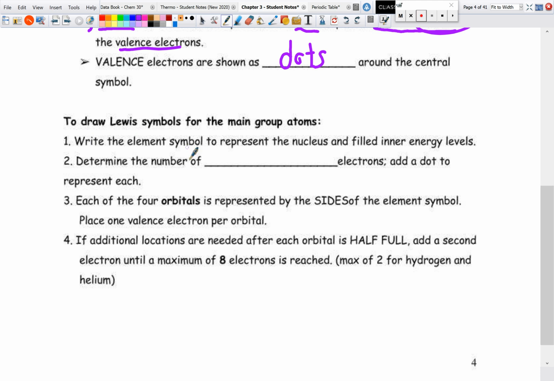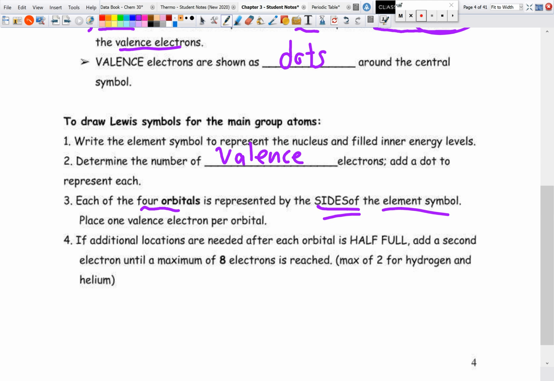First of all, write the element symbol to represent the nucleus and the filled energy levels. Basically, write the element symbol. Next, we determine the number of valence electrons. And once we figure out how many, we need to add dots to represent each electron. Now, remember, once we get past energy level 1, so we get into 2, 3, 4, all the other energy levels, they have 4 orbitals. So each of the 4 orbitals are represented by the sides of the element symbol.